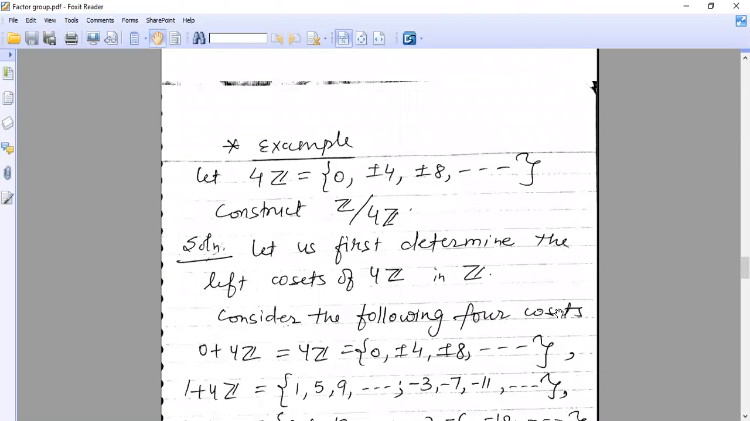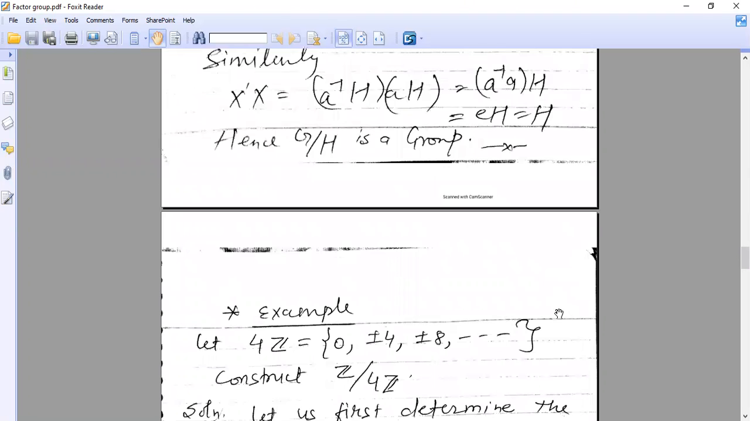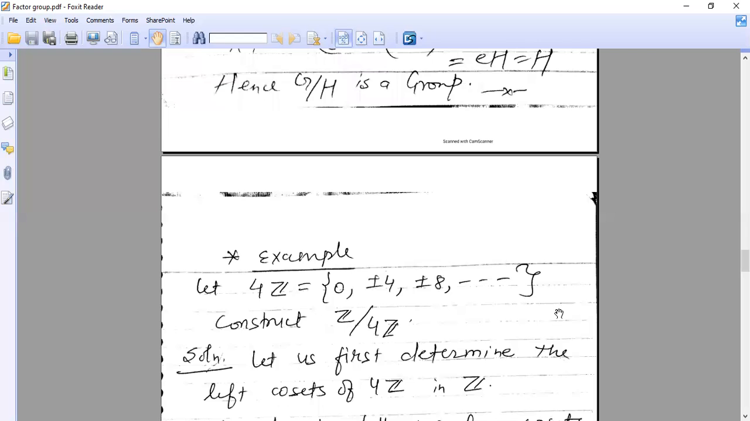So now let us see a few examples. Here, in this example, you have this set 4Z. Z is the set of integers. So 4Z will be multiples of 4: 0, plus minus 4, plus minus 8 and so on. This is your 4Z. So you have to construct Z upon 4Z. When we were discussing subgroups, we have seen that 4Z is a subgroup of Z. In fact, it is a normal subgroup of Z, which you can verify.